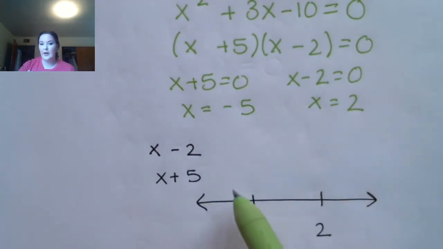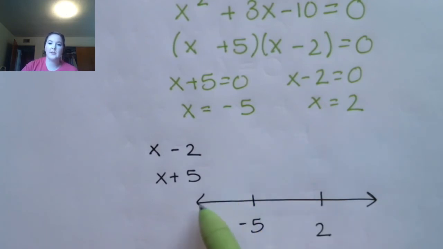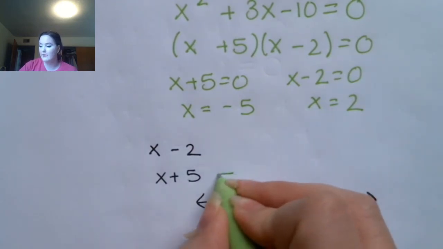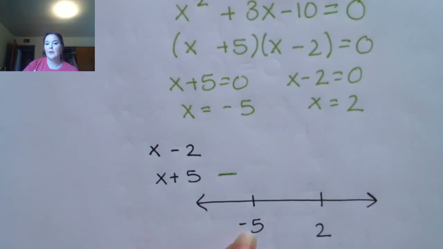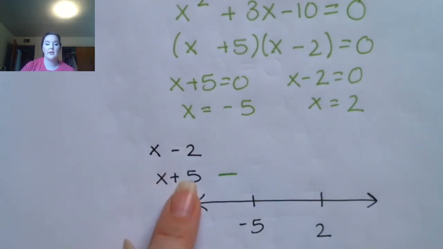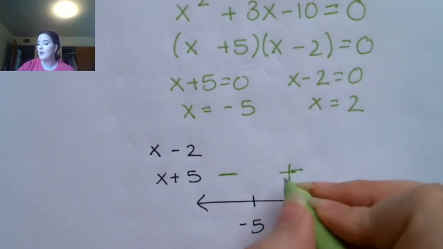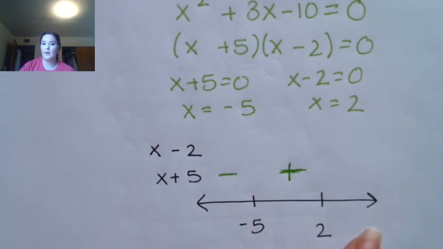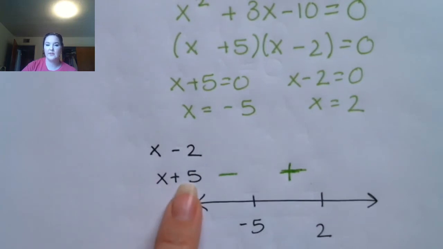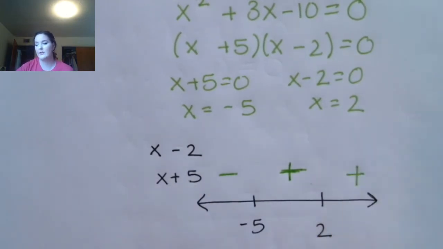All right, so now I'm going to check some points. I'm going to pick something that's less than -5, like -6. -6 plus 5 is -1, which would be negative. Now I'm going to pick anything between -5 and 2, so something like 0. 0 plus 5 is 5, which is positive. And then I'm going to pick something that's greater than 2, something like 5. 5 plus 5 is 10, which is also positive.